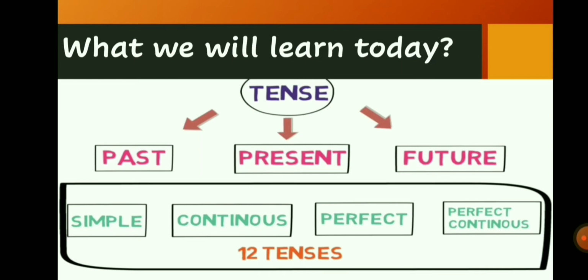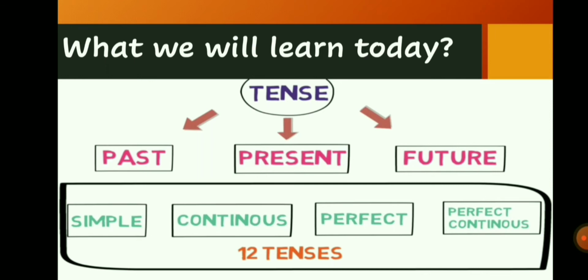So there are three types of tenses, as you have already studied in the lower classes: past tense, present tense and future tense. And these past, present and future tenses have four aspects, that is simple, continuous, perfect and perfect continuous. When we combine time and aspects, we get the 12 types of tenses in English. So these are the 12 types of tenses that you are going to study in this video.